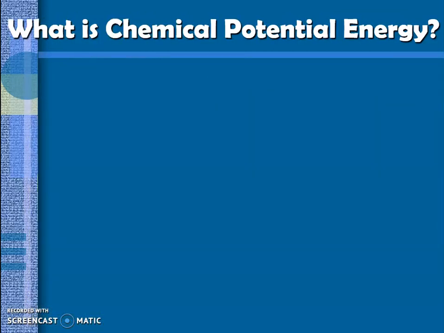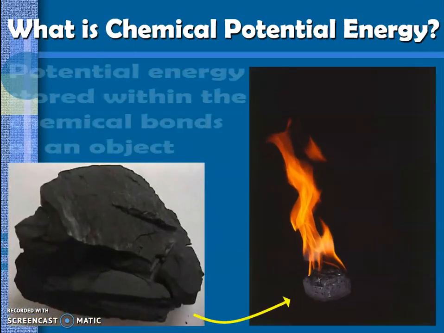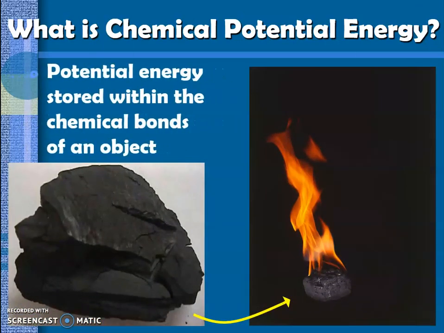We also have chemical potential energy. This is energy that is stored within the chemical bonds of an object, such as coal. Coal has a lot of potential energy. We can burn it to cook our food, so it creates light and heat.